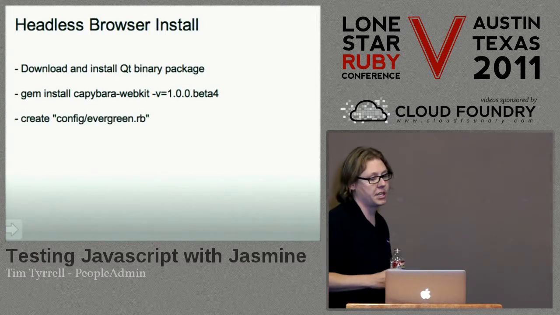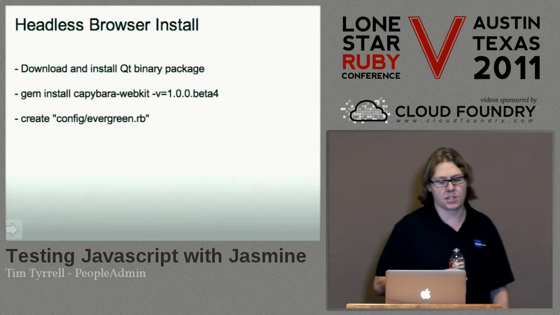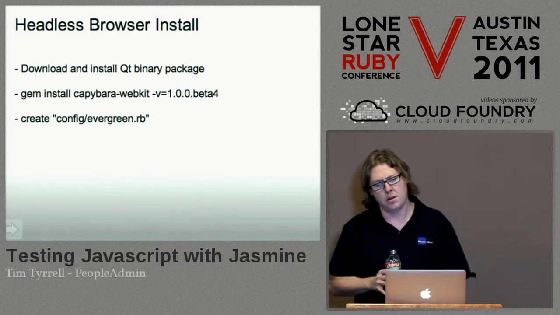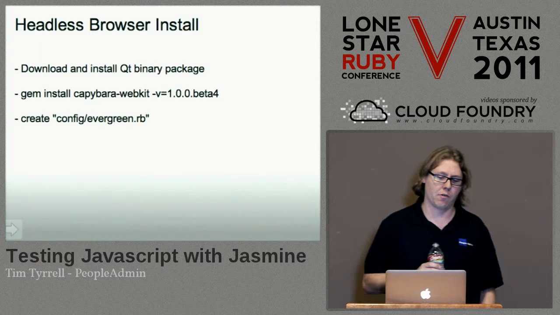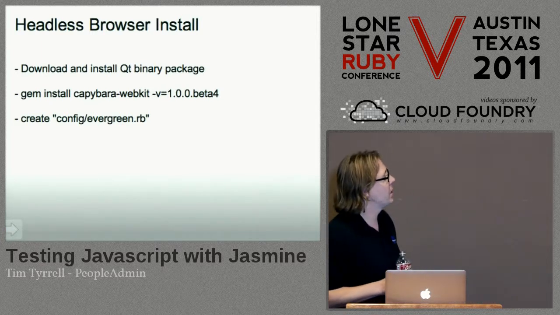How do you run the CI headless thing? This is pretty easy. There's something called Jasmine Capybara WebKit. I had a little more trouble getting that going, so I just went straight over to Capybara WebKit without the specifics for Jasmine.